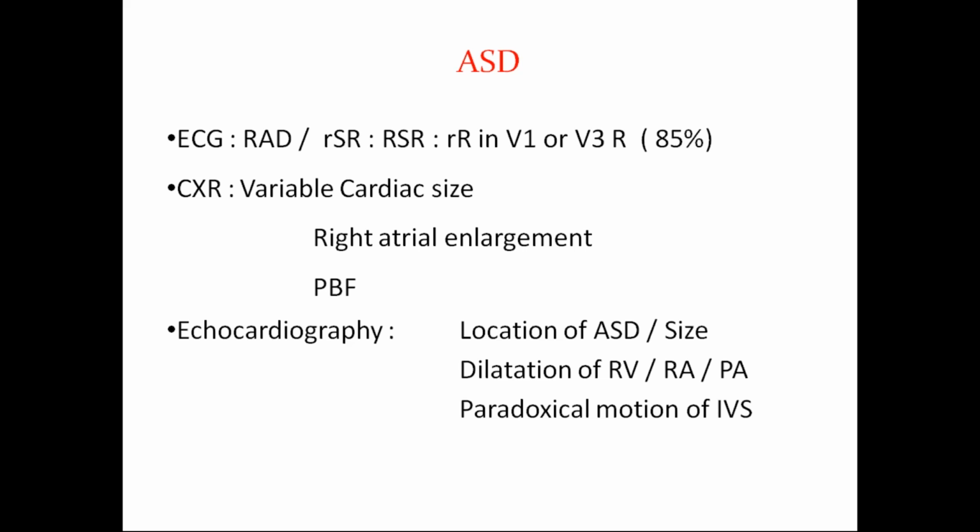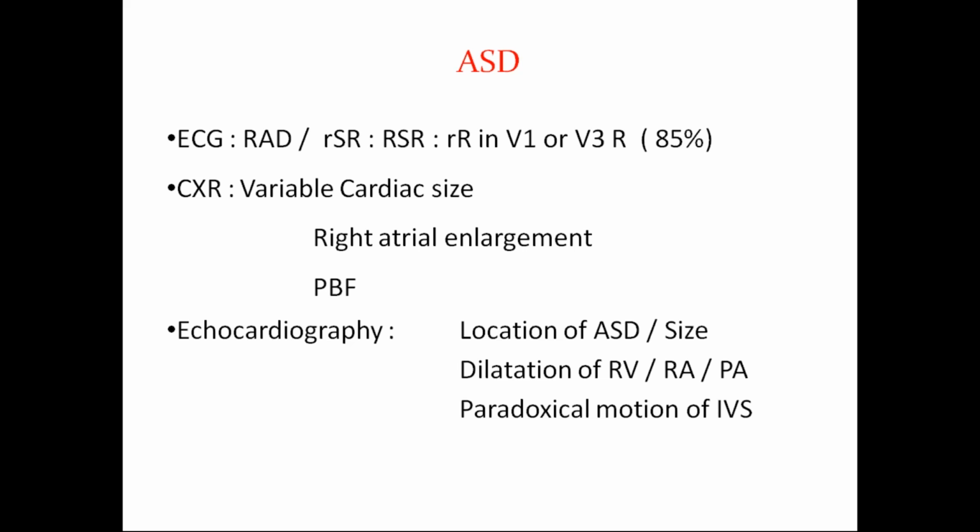And echo is obviously the diagnostic modality, and you can get the location and size of the ASD, the defect. You can also see the right atrial, right ventricular, and pulmonary artery dilatations because they are harboring more blood. And there is paradoxical motion of the interventricular septum.